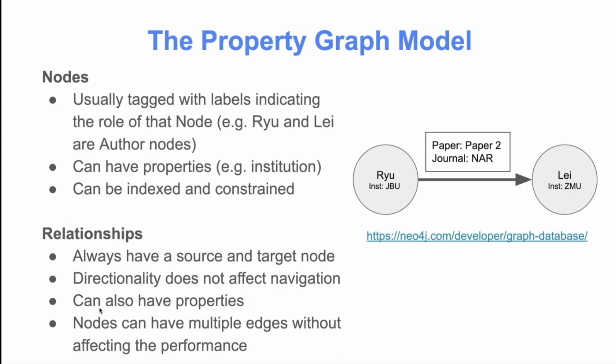And one thing with these edges is that they can also have properties. For example, here we know that the paper is paper 2 and the journal is NAR. And one good thing about this is that nodes can have multiple edges without affecting the performance. So you can collaborate with multiple authors, and the performance should not be that affected.